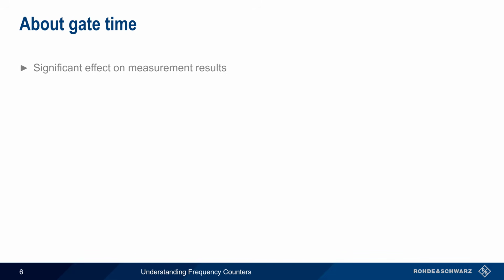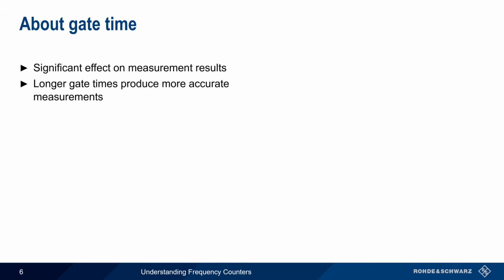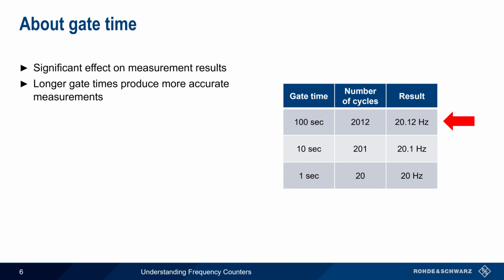Gate time can have a significant effect on measurement results. Generally speaking, longer gate times produce more accurate measurements. For example, using a gate time of 100 seconds, we count 2012 cycles, which corresponds to a frequency of 20.12 Hz. If we reduced our gate time to only 10 seconds, our measurement accuracy would fall to 20.1 Hz, and reducing it further to only 1 second, our counter would show the frequency as 20 Hz.